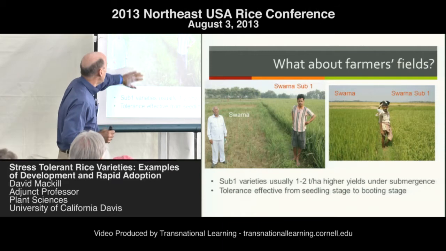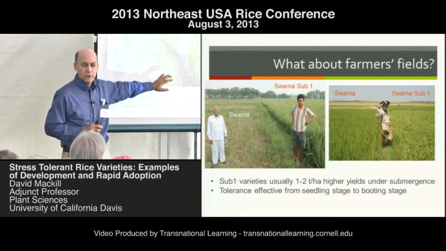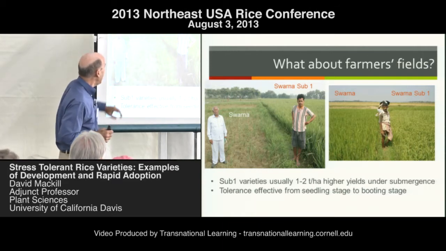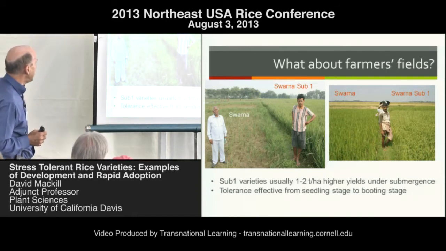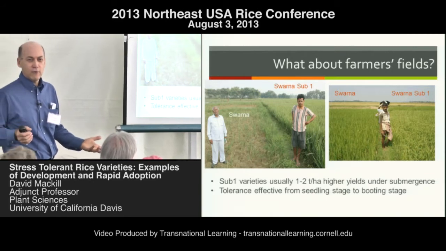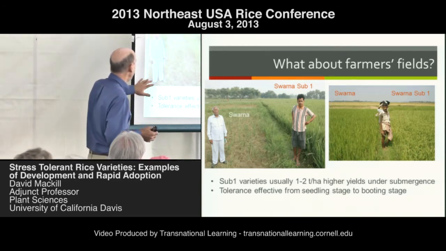So this is an example of a field that was submerged in the earlier stage of growth. And I don't know if you can see that from the light, but the one on the right is giving a very nice crop. The one on the left is almost gone.